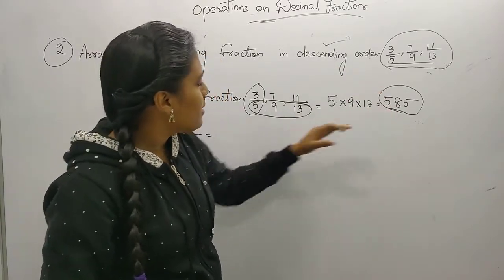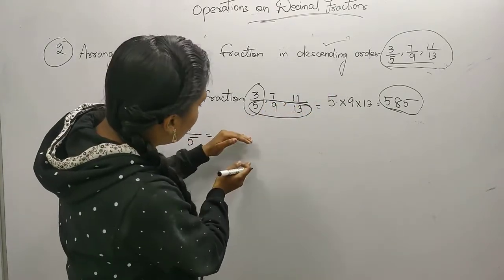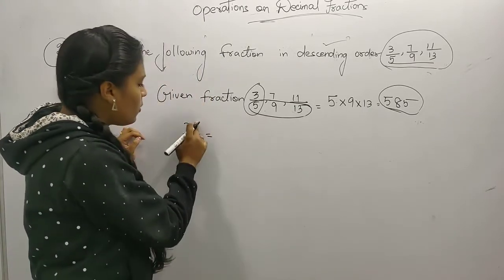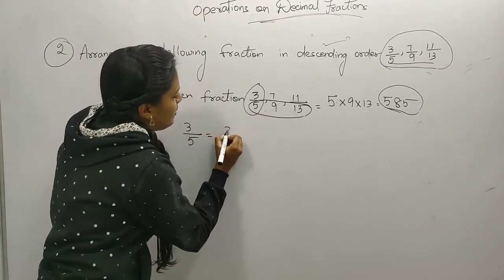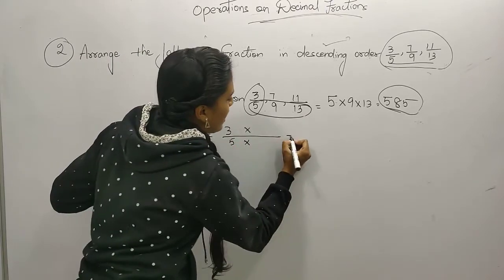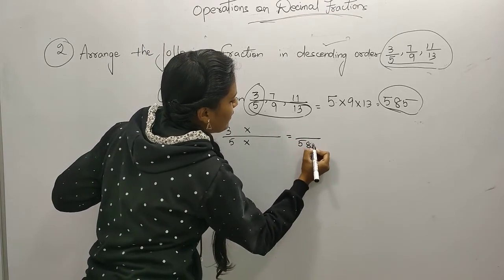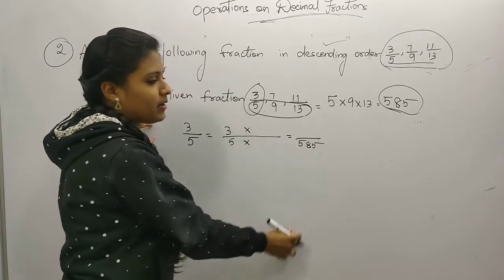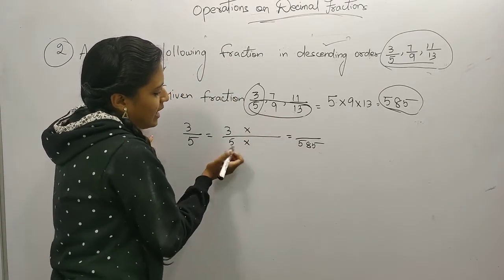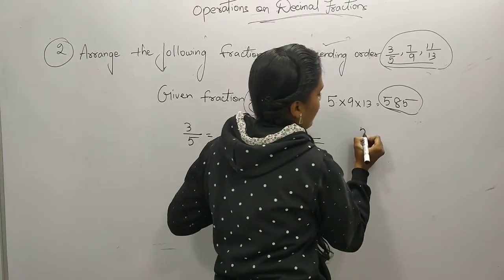To do this, we have to multiply both the numerator and denominator of 3 by 5 by a value, so that the denominator becomes 585. The same denominator must be in all three fractions. Keep in your mind, take the denominator. What is given? 5 is given here. 585 is divided by 5.